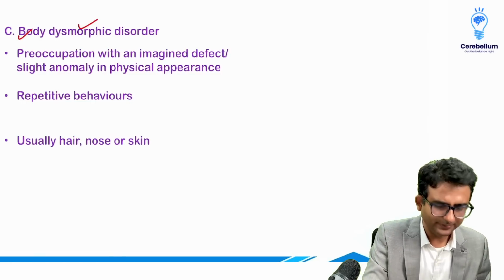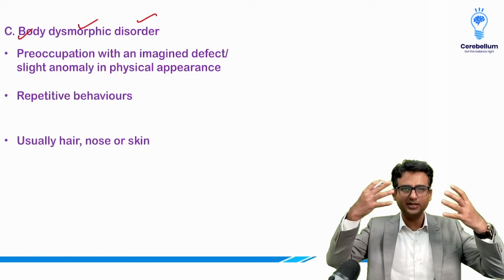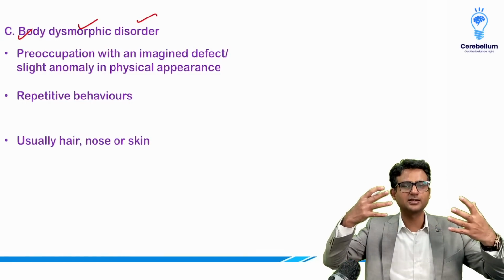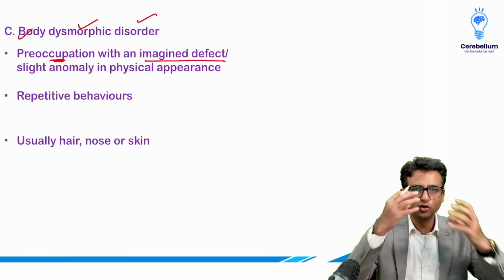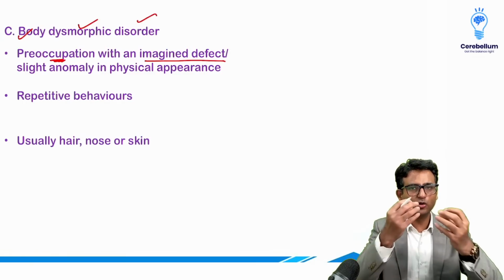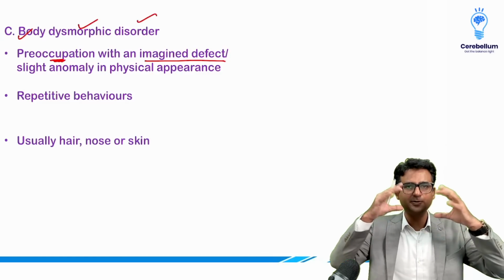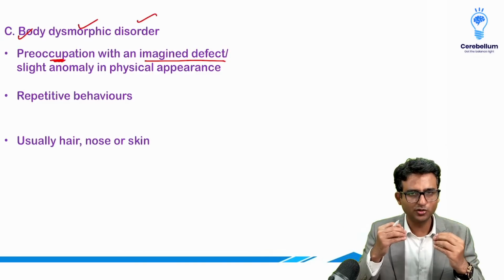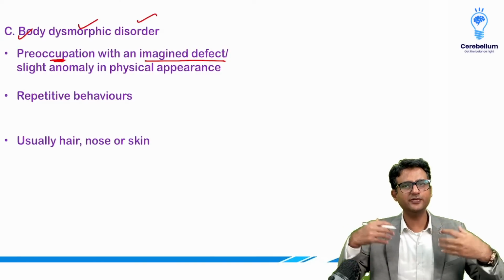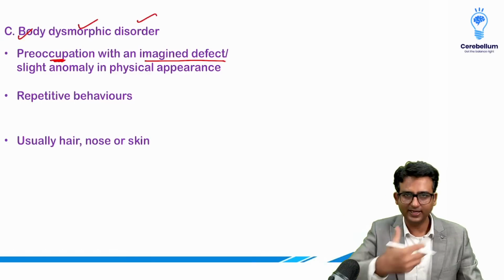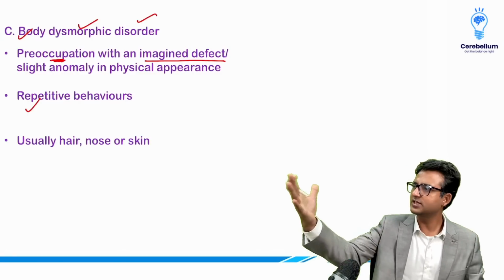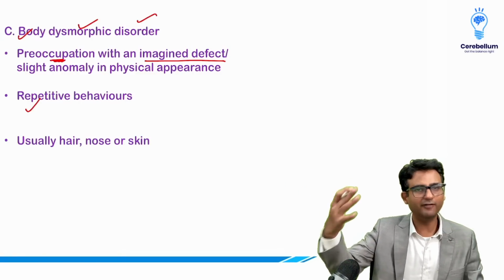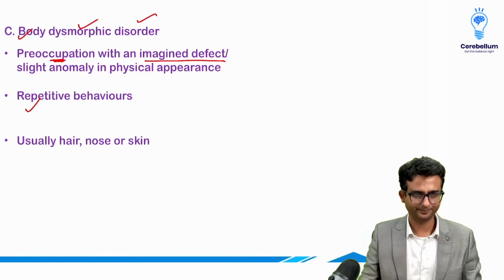Body dysmorphic disorder. The patient thinks that there is something wrong with their external appearance, and they are preoccupied with that thought. Patient may say my nose is too long, or my nose is too small. Patient may say my lips are too big, or my lips are too small, right? Basically the patient believes that there is something wrong with the external appearance, and then there are repetitive behaviors. The patient keeps on checking in the mirror, right? Hours are spent looking at the mirror.